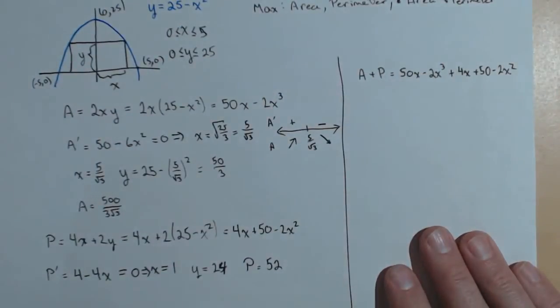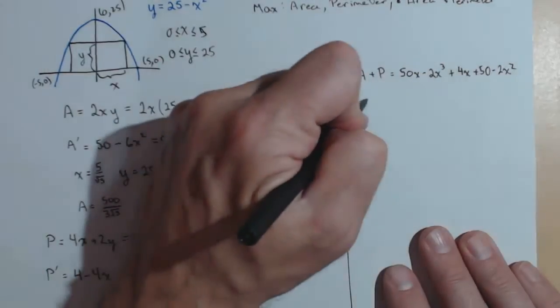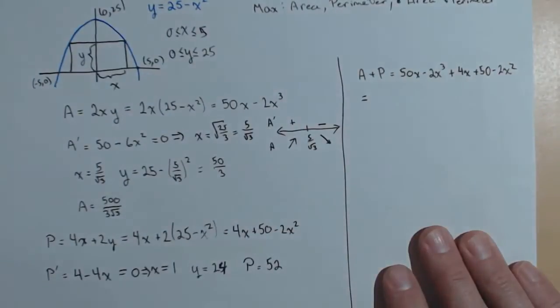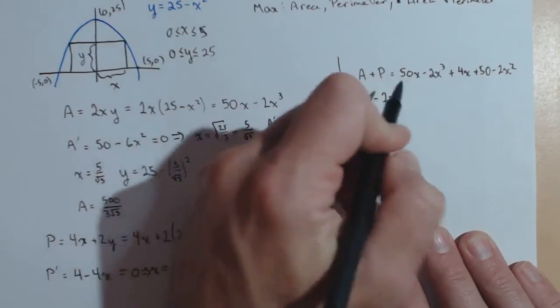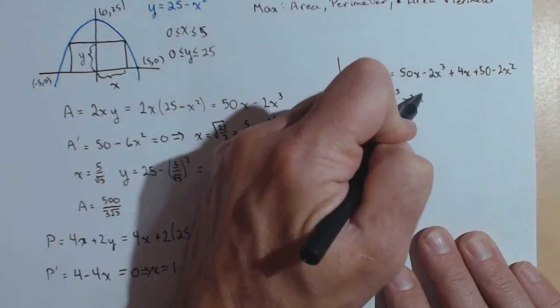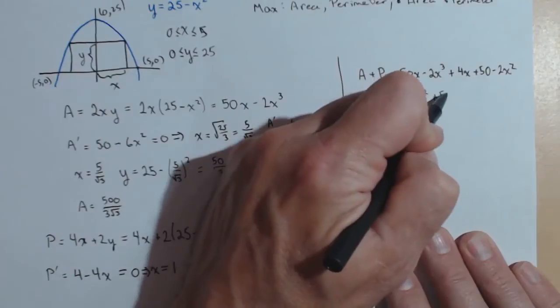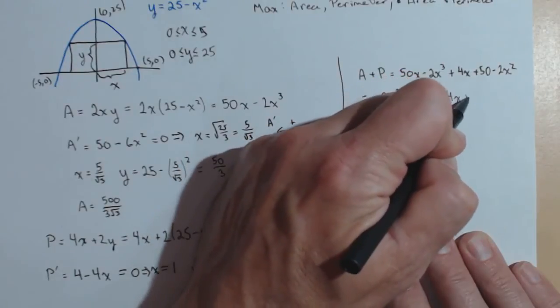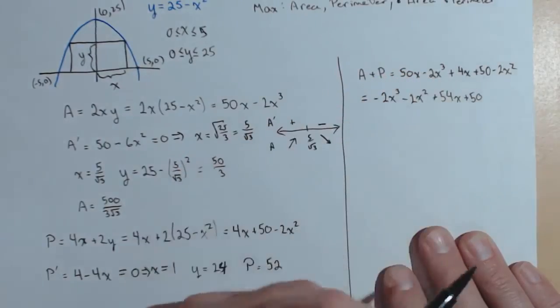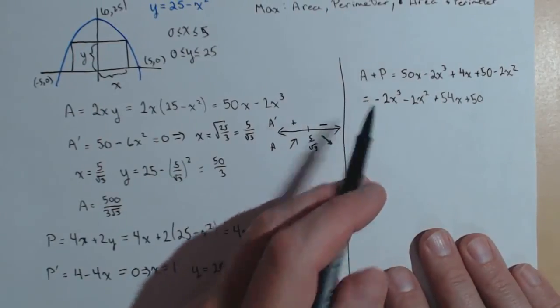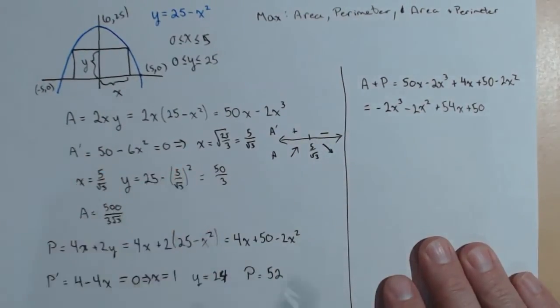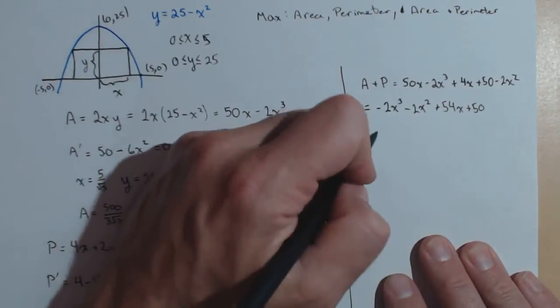Okay, so this answer might not work out as nice as the other two did. So we're going to combine like terms, simplify as much as we can. There's not a whole lot we can do. It's minus 2x cubed minus 2x squared plus 54x plus 50. Again, this sum will be 0 when x is 5 or 0. So we're looking for some point in between there that's going to maximize it.